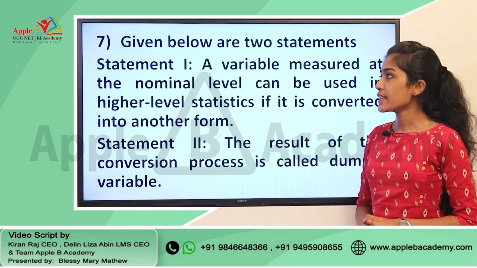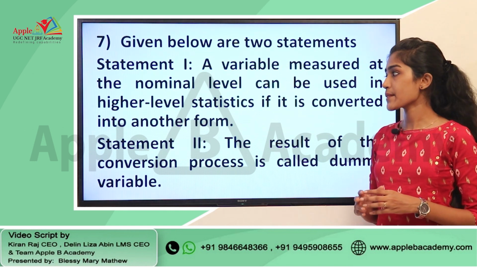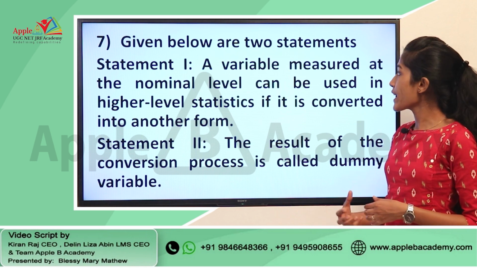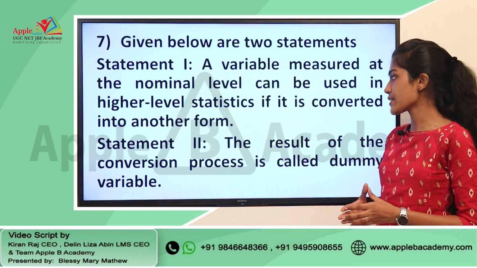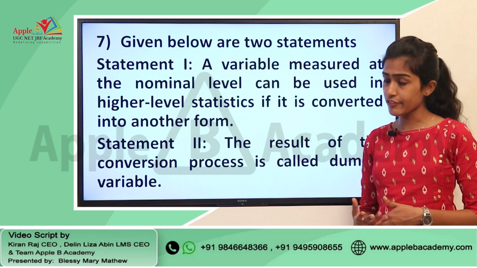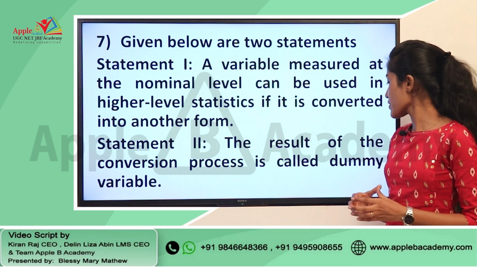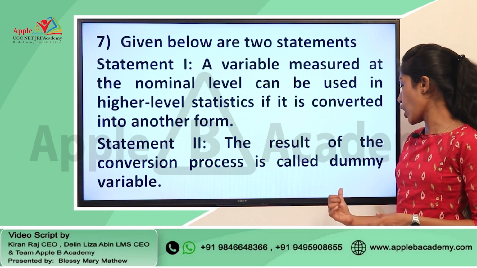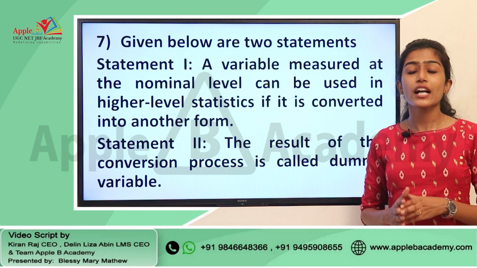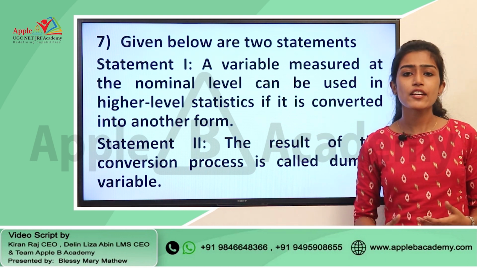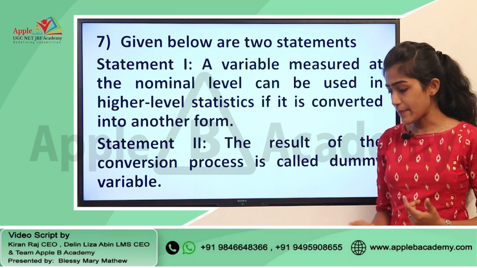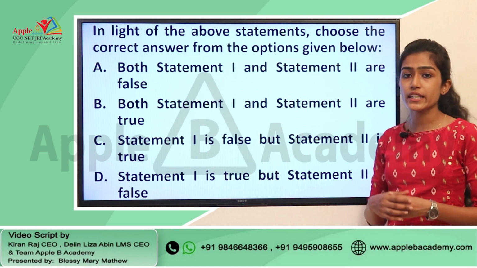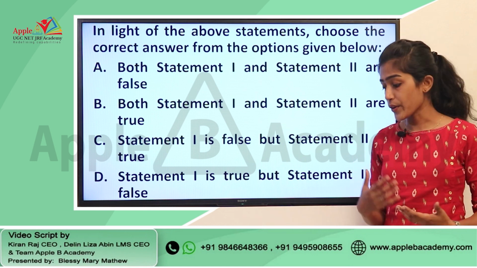Moving to the next question, we have been given two different statements. Statement 1 says, a variable measured at the nominal level can be used in higher level statistics if it is converted into another form. Statement 2 says, the result of the conversion process is called a dummy variable. If you consider this particular question, it is easier for you to identify the module. This is from research aptitude. We have to find out whether these statements are right or wrong.